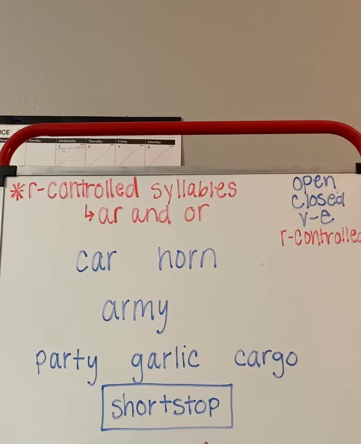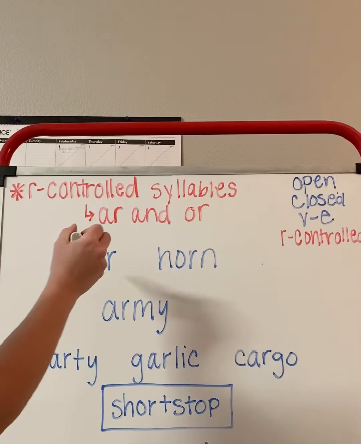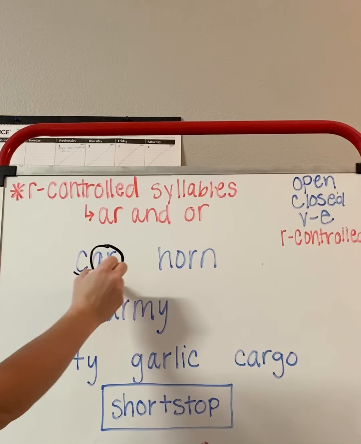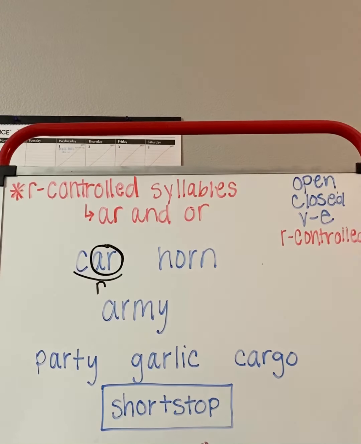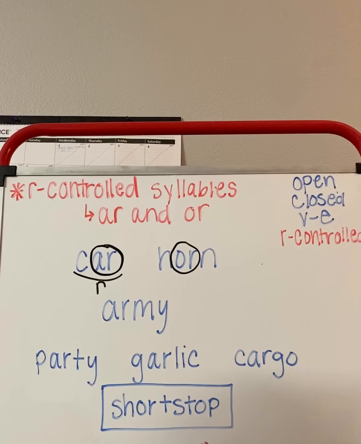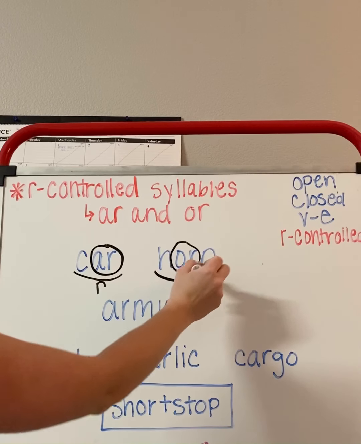So if we look at the word car over here, I can spot right away that I have an R-controlled syllable because I have my R-controlled vowel of AR. Okay, and if you remember right, the way that we mark that up is we scoop our word, we put that R underneath, and then we actually go ahead and circle that R-controlled vowel. Okay, in the word car, it was at the end of our word. We can also have it in the middle of our word. So if you look at the word horn, we have OR, and we're going to go ahead and mark that as an R-controlled syllable.